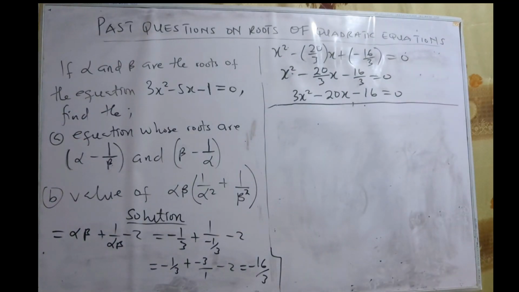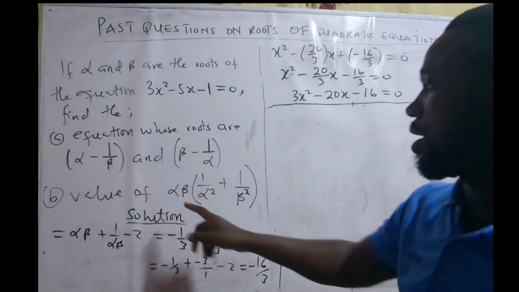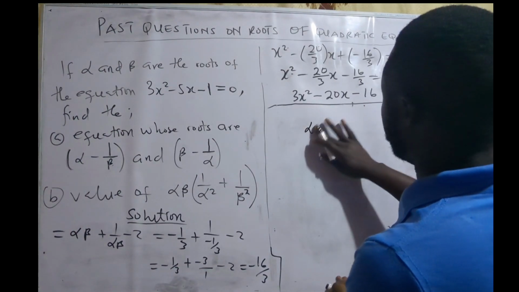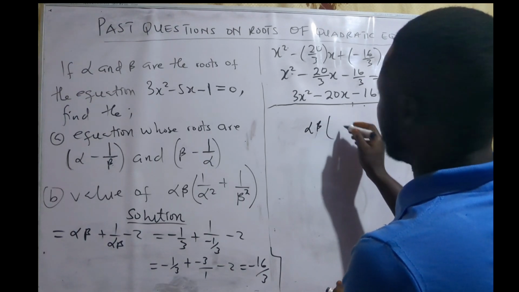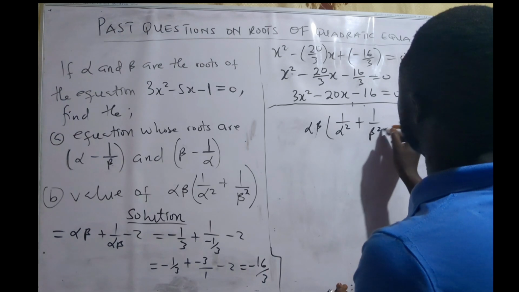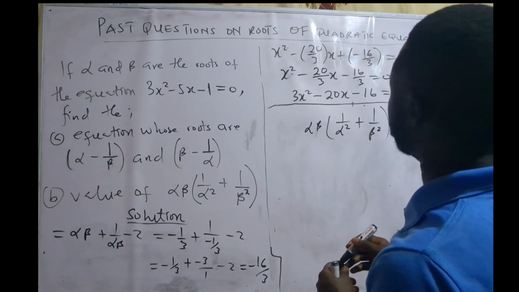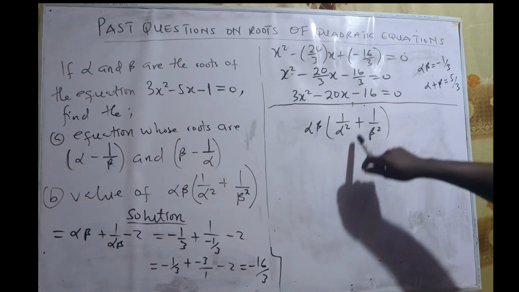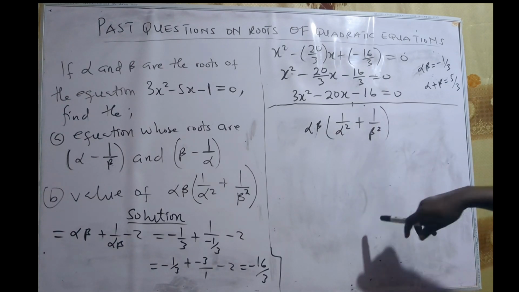Okay, so part B: find the value of alpha beta, so we are finding the value of 1 over alpha squared plus 1 over beta squared.